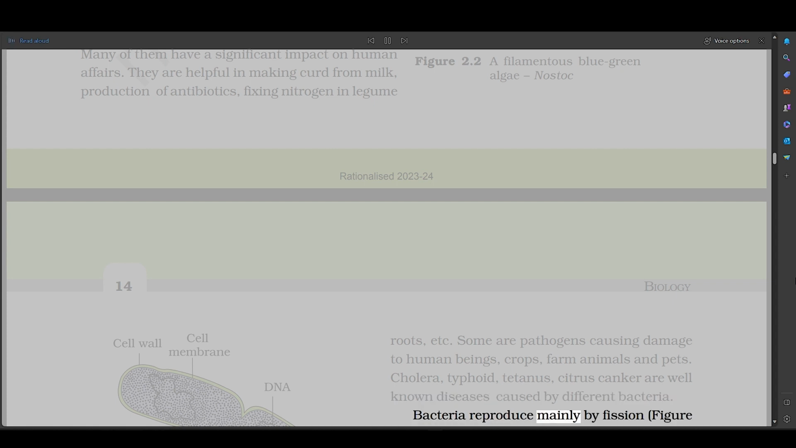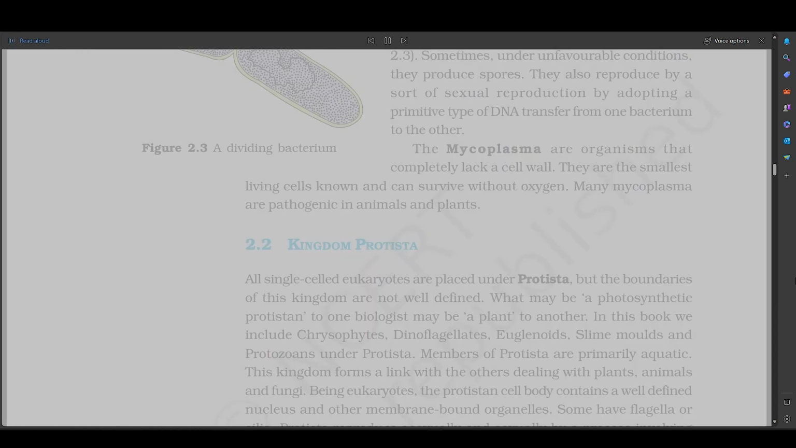Bacteria reproduce mainly by fission, Figure 2.3. Sometimes, under unfavorable conditions, they produce spores. They also reproduce by a sort of sexual reproduction by adopting a primitive type of DNA transfer from one bacterium to the other. The mycoplasma are organisms that completely lack a cell wall. They are the smallest living cells known and can survive without oxygen. Many mycoplasma are pathogenic in animals and plants.